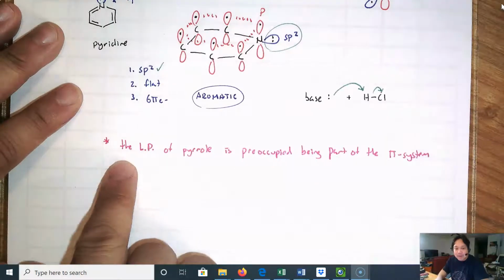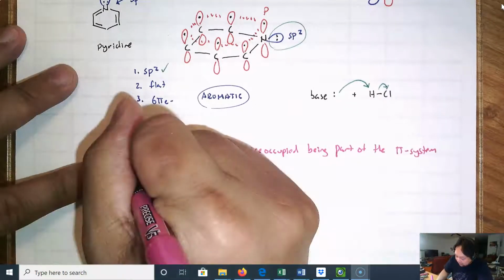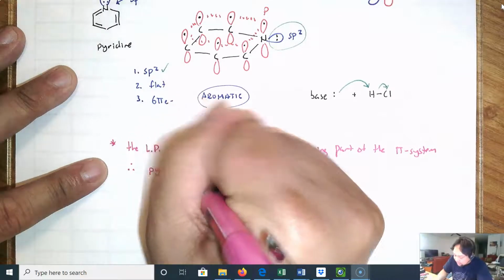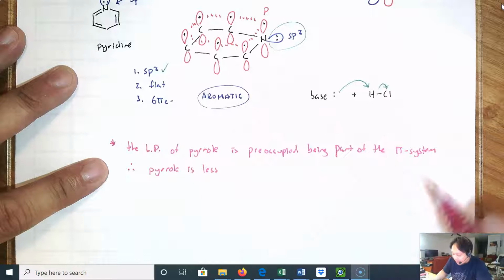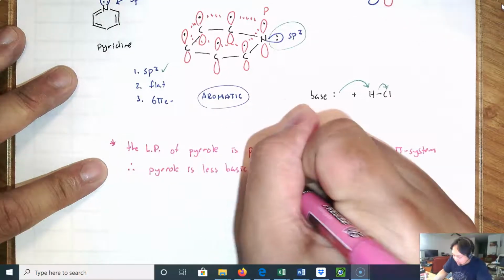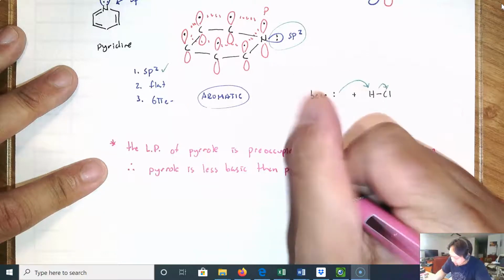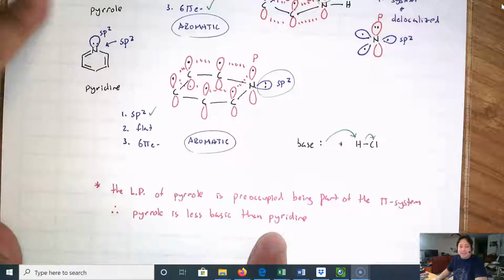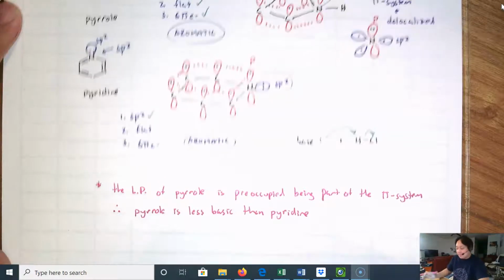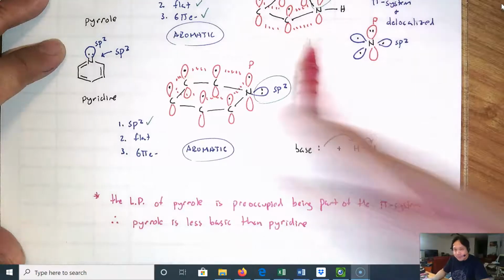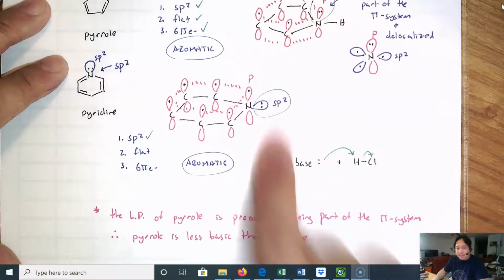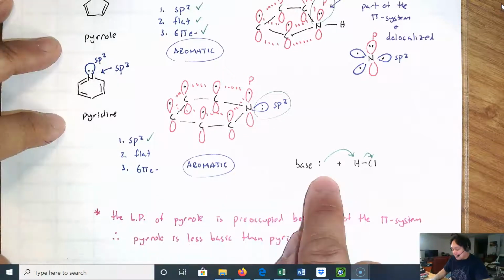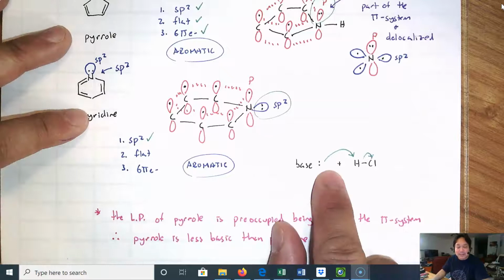The conclusion is the lone pair of pyrrole is preoccupied being part of the pi system. Therefore, right, 3 dots means therefore, pyrrole is less basic. It's less likely to use its lone pair to grab a proton than pyridine. Did we answer the question? Which is more basic? Pyridine is more basic. Pyrrole is less basic. Because, again, the lone pair of pyrrole is preoccupied. Also, we could say the lone pair of pyridine is in an sp2 orbital that's not part of the pi system, so it is fully available to grab a proton, to be a base, essentially.